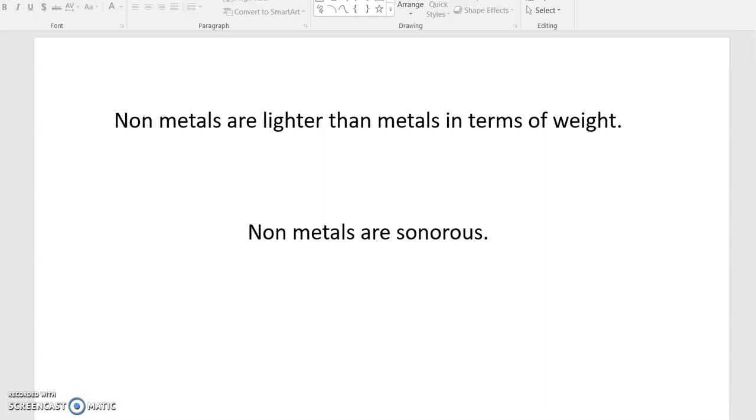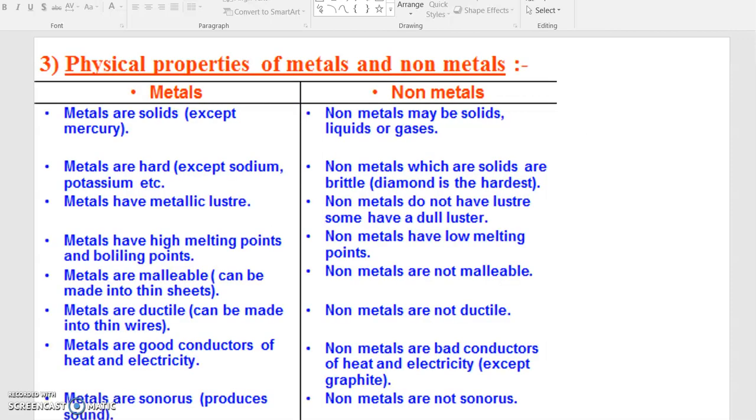Okay, and you find that in most textbooks they say that non-metals are not sonorous. I believe that they are sonorous, but then they produce a dull sound. So from what we have discussed today, we are now able to compare the properties of non-metals and metals. We said that our non-metals may be solid, liquid or gas at room temperature. This side, our metals are solid except for mercury at room temperature.